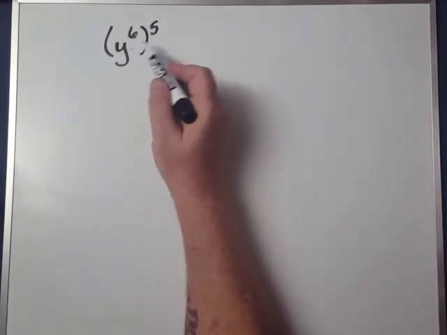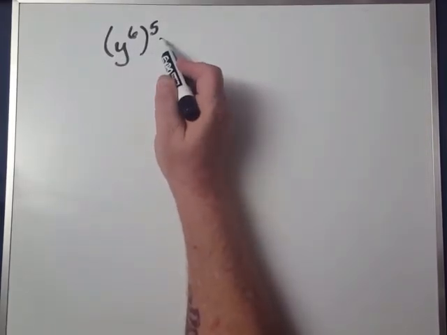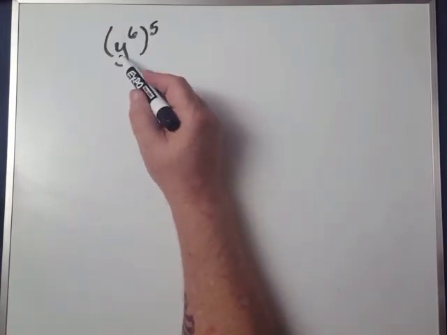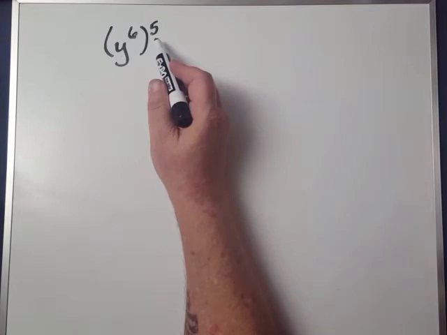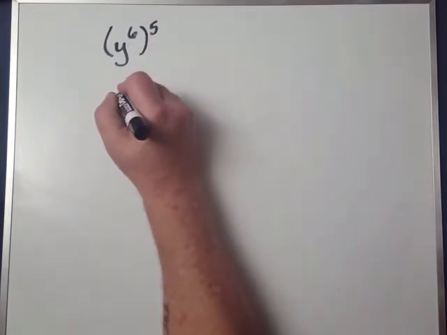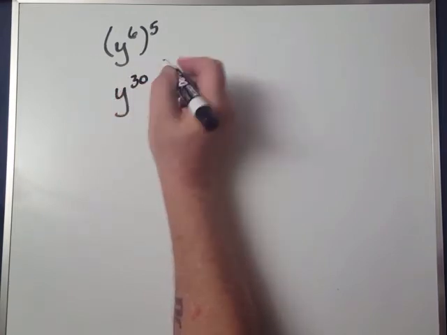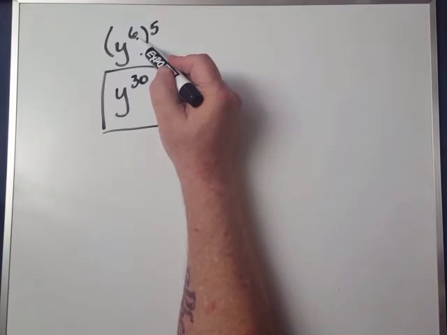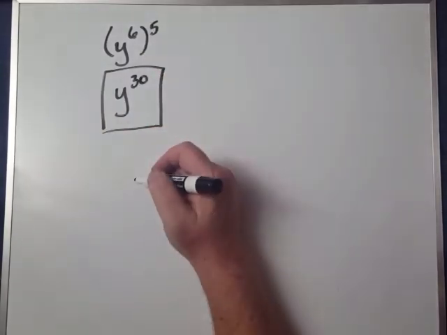So, what rule applies here? Your book calls it power rule A. I call this power to a power because that's exactly what it is. And when you have a power to a power, what do you do? You multiply those exponents. We have 5 groups of 6 each. That's 30 total factors of y, right? Make sure you understand where the rules come from.